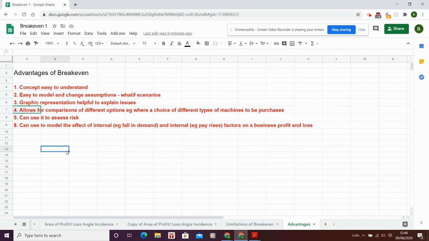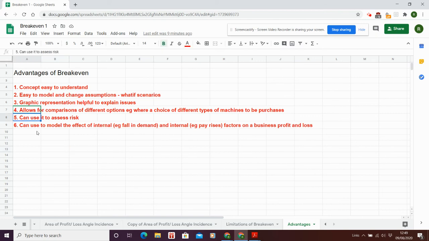It allows comparisons of different options, e.g. where we've got a choice of buying different types of machines. So you could do 2 break-even analyses, one for machine 1, one for machine 2, and you could look at how that affected the break-even point and also the long-term profitability of the business. And then what you would be able to do is compare the options and decide upon the one which probably has the lowest risk possible, but also maximizes the expected profit.